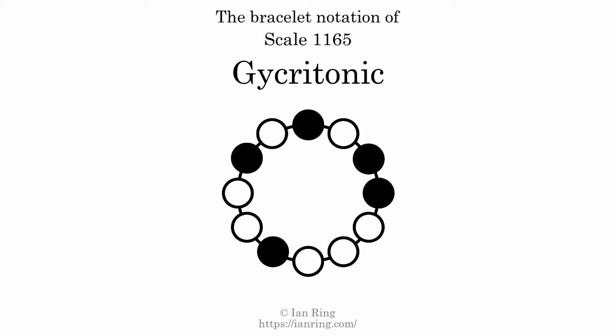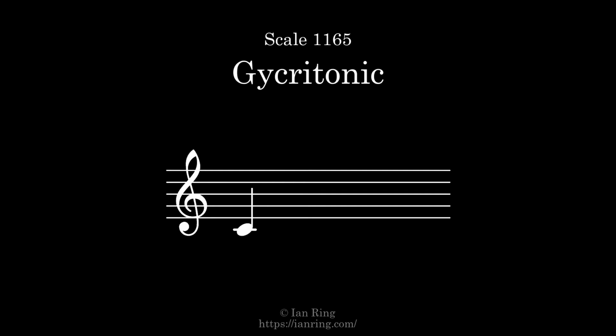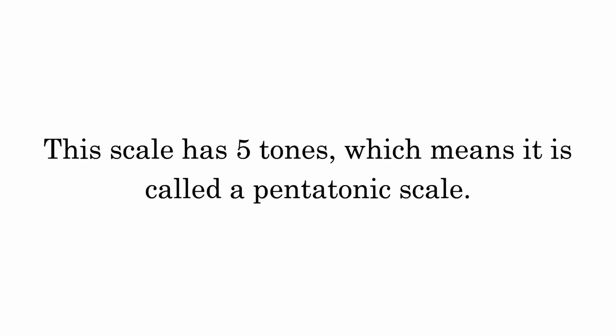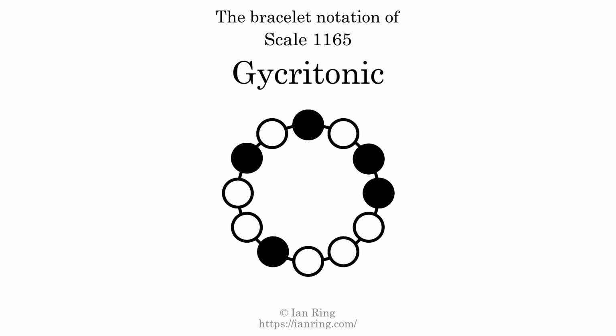1165, Gycritonic, which sounds like this. This scale has 5 tones, which means it is called a pentatonic scale. This is a bracelet notation diagram of scale 1165. The shaded circles represent tones that appear in the scale, and they are read clockwise, starting at the top.